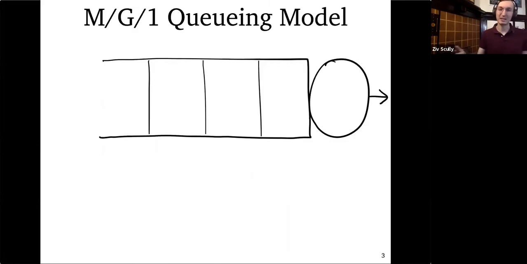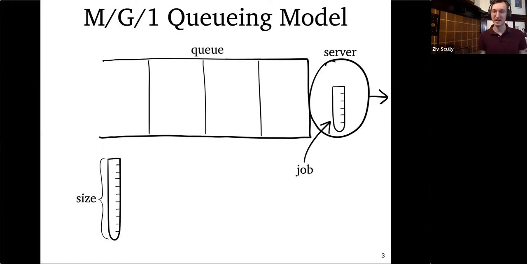Okay, so let's talk about a mathematical queuing model called the M/G/1 queue. This is one of the simplest possible queuing models. We've got a single server that can serve one job at a time, and a queue that can hold jobs waiting for service. This is a job. We're going to draw it like a test tube whose height is its size, the amount of time it needs to be served to complete. We're going to draw service as filling the test tube with water. The progress we've made so far on a job, we call its age. And then the rest of the job is its remaining size. So that's what a job looks like, and that's what service looks like.